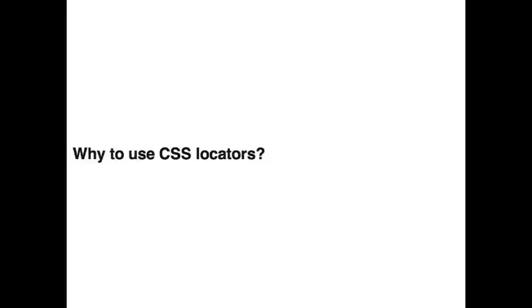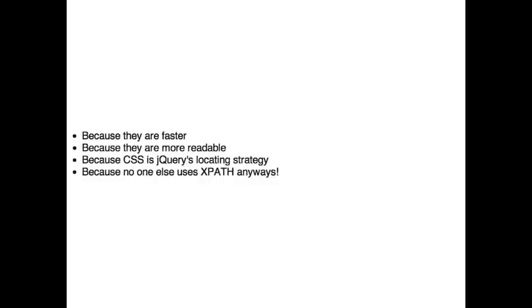So first, why should you use CSS locators? I think there are 4 reasons. One is because they're faster. The other one is because they're more readable than XPath. The other one is because jQuery uses CSS itself for its main locating strategy. And the last one is because nowadays no one else uses XPath anyway. We all know XML is pretty dead by now, hopefully.